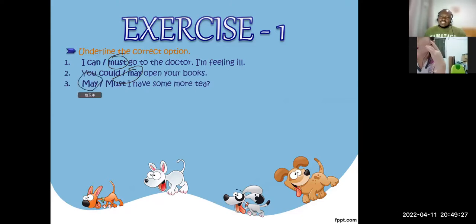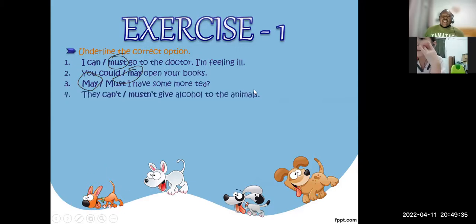Very good. May I have some more tea, please, which means you are asking in a polite way, in a polite manner, and a formal way, right? And this one: they can't or they mustn't give alcohol to animals. So let's look at this number 4, which is quite interesting. Giving alcohol to animals, right? But let's say I have my own dog.